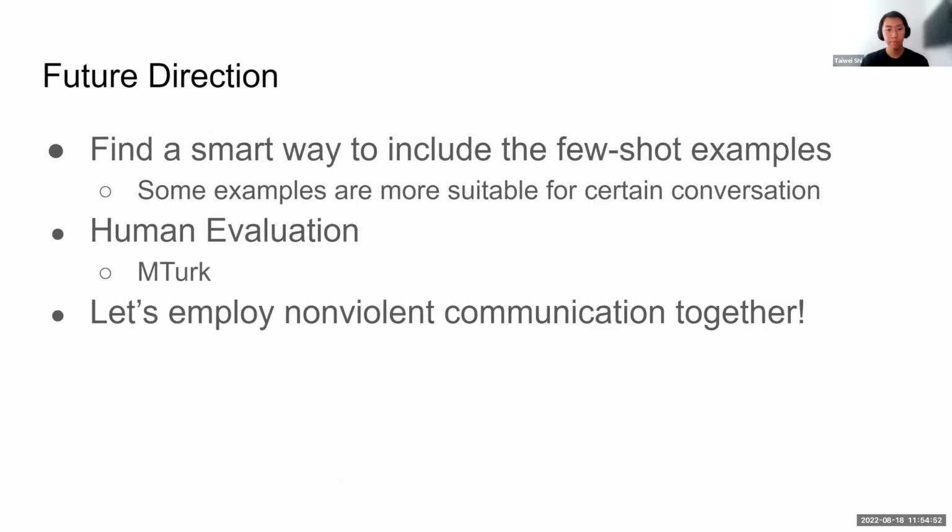So the future direction is that currently we are still doing a lot of manual crafting for the prompt. So we also want to try to find a smart way to systematically discover prompts and include few-shot examples, because certain examples are more suitable for certain conversations. So we can perhaps compare the conversation similarity and apply similar examples to a conversation, or change the few-shot examples as the conversation progresses.